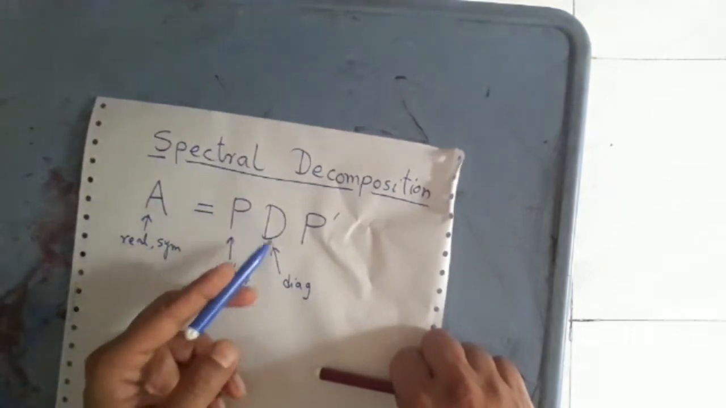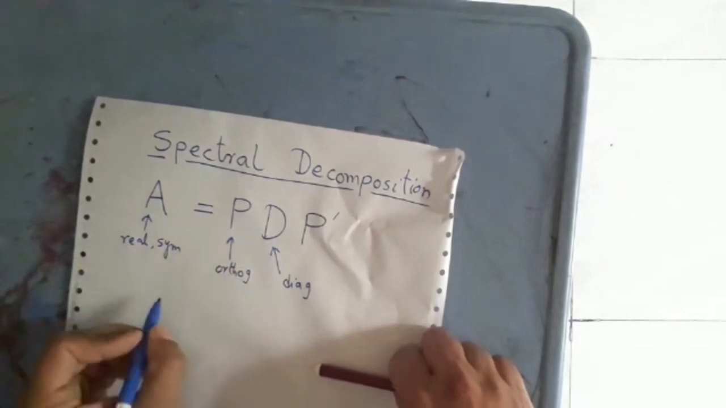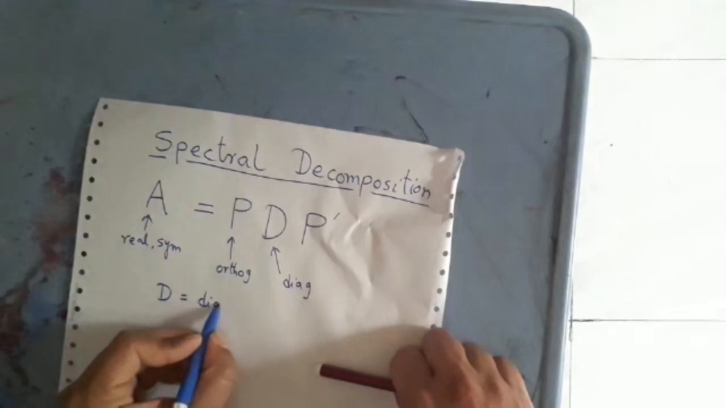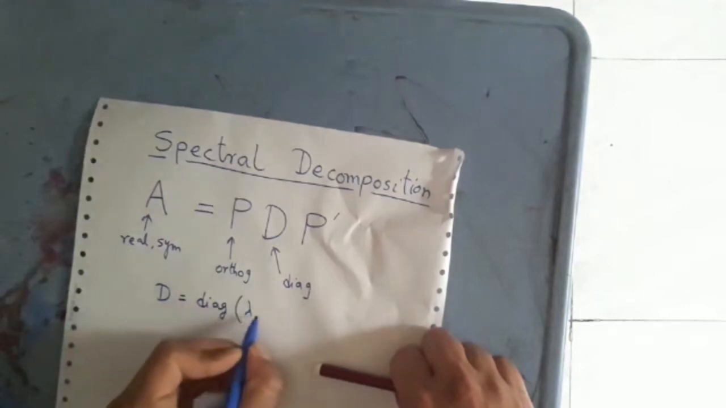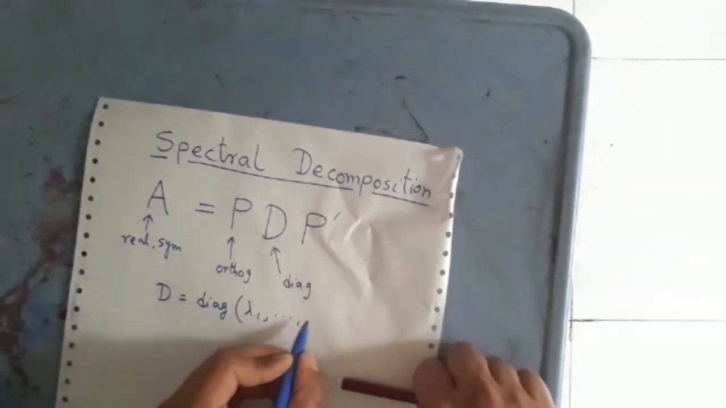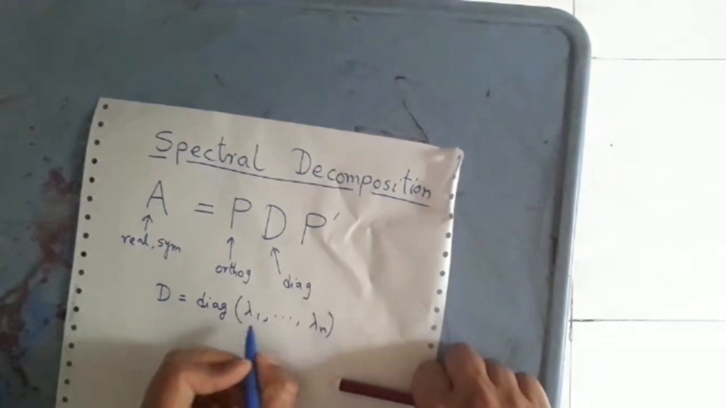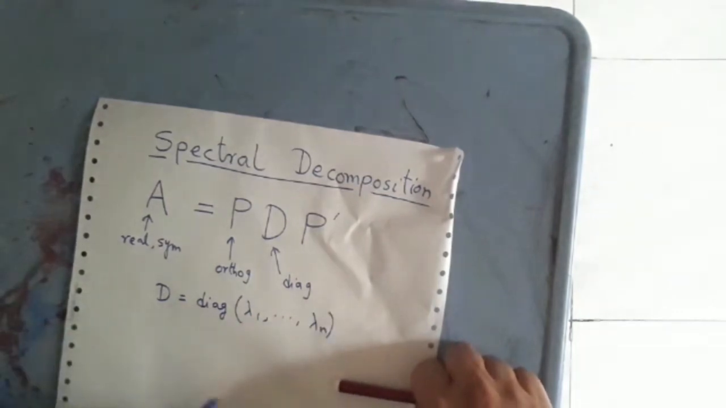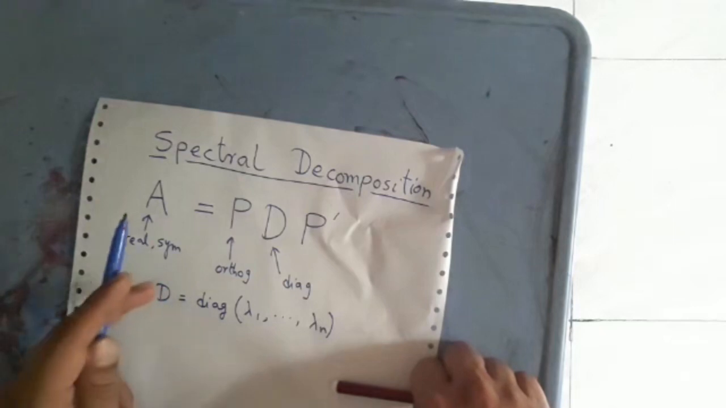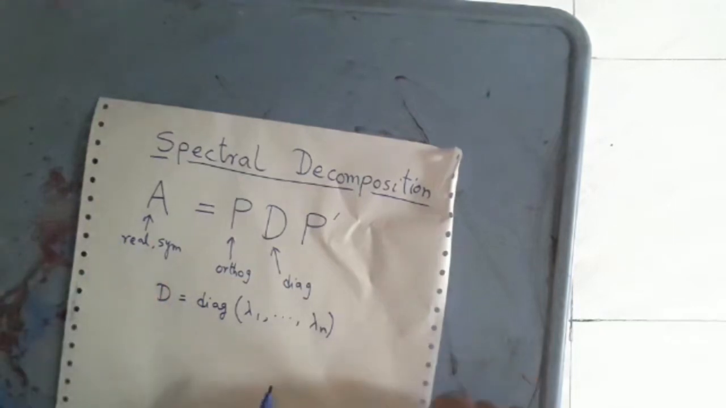Now the diagonal entries of this D, they are the eigenvalues of A. So if I consider these as a diagonal matrix with entries lambda 1 to lambda n, then these lambda i's are the eigenvalues of the matrix A.